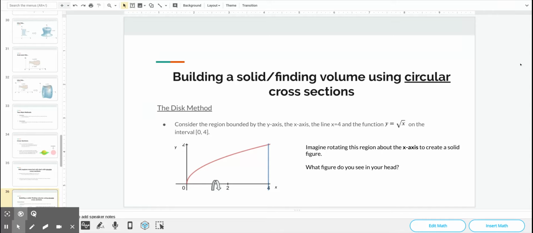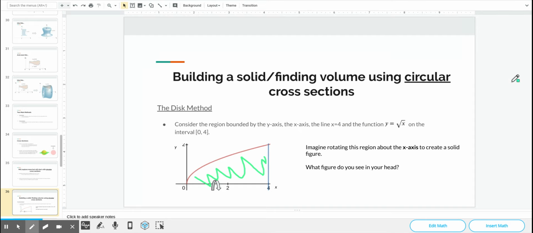There we go. Sorry. So we've got a region bounded by the y-axis, the x-axis, the line x equals 4, which is this vertical line right here, and then the function y equals the square root of x. So I've created this region right inside of here. This is the area that I'm talking about. And what I want to do is rotate this region about the x-axis.